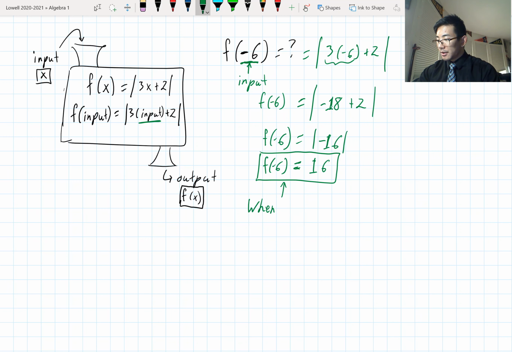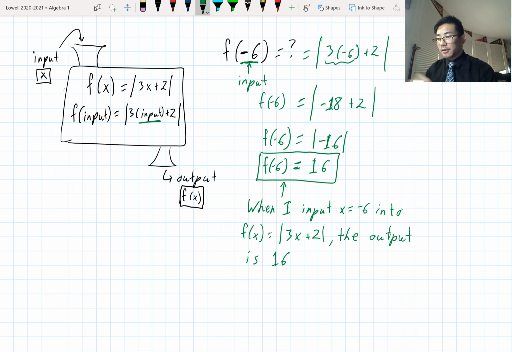and this is going to be kind of long, but this is why it's helpful to use this notation. When I input x equals -6 into the function machine f of x equals the absolute value of 3x plus 2, the output that comes out is 16.